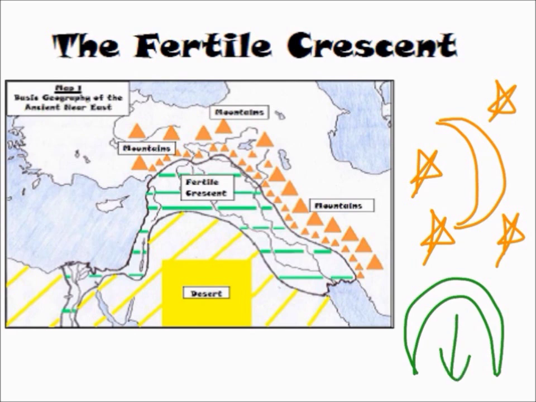This Fertile Crescent was favorable for the establishment of early agricultural settlements. Why? Well, it's because water ran all throughout the Fertile Crescent. Notice that the Syro-Arabian desert in the middle gives the crescent its characteristic shape.